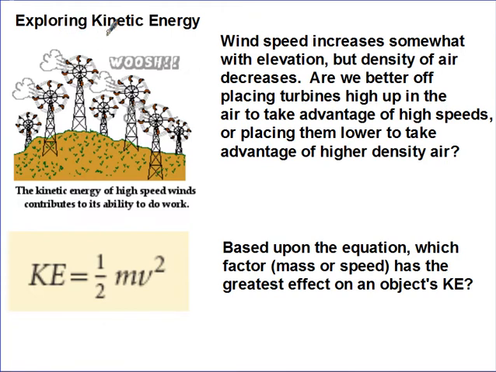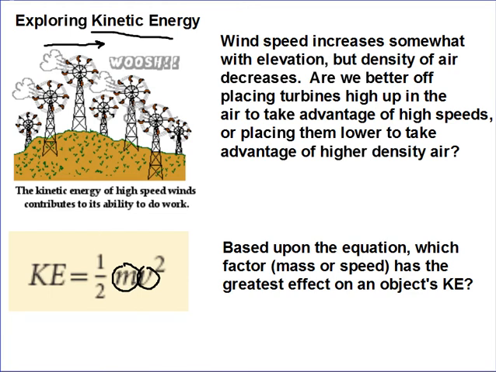Now, we want to explore kinetic energy in a little bit more detail. Wind speed increases with elevation, but density of air decreases. So are we better off placing turbines really high up into the air in order to take advantage of the high wind speed? Or are we better placing them lower on the ground and taking advantage of more mass? So which of these things contributes to the kinetic energy more?